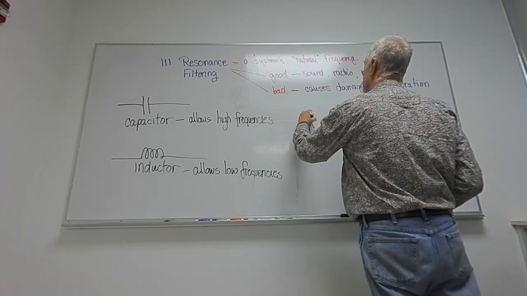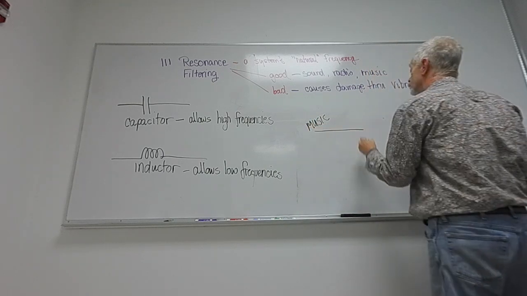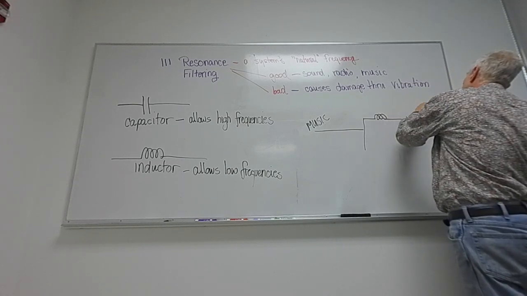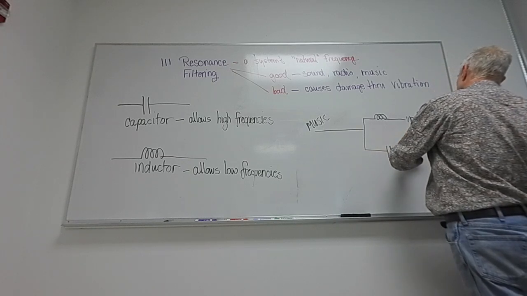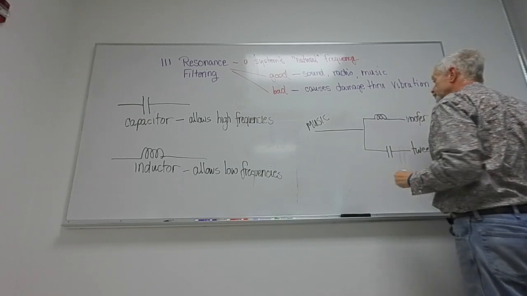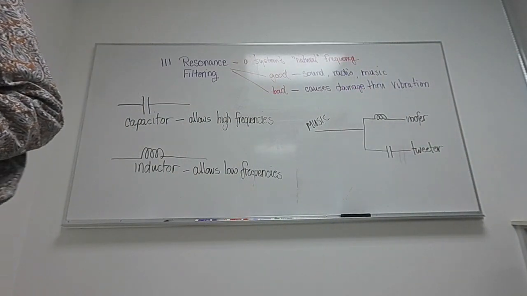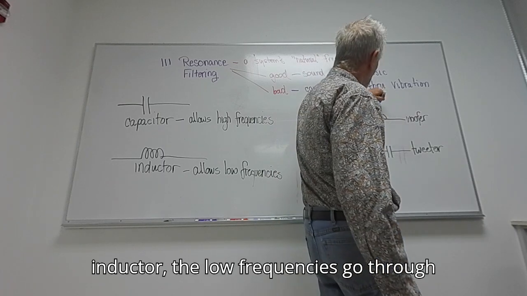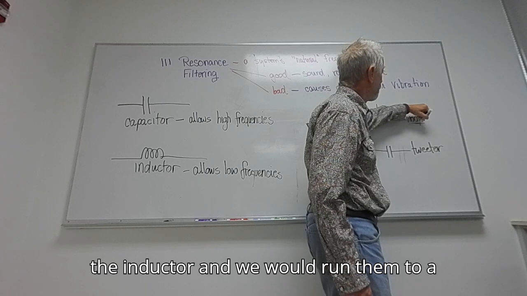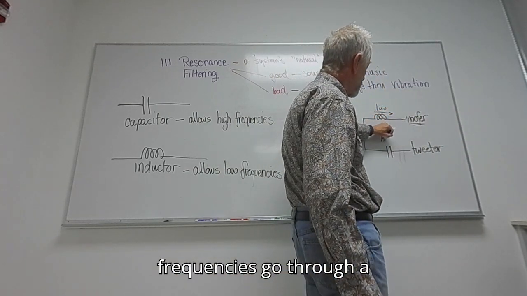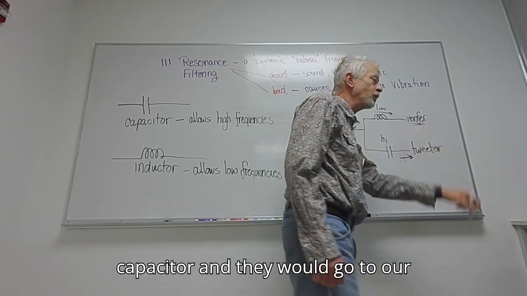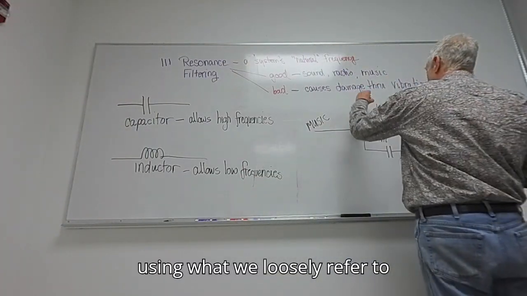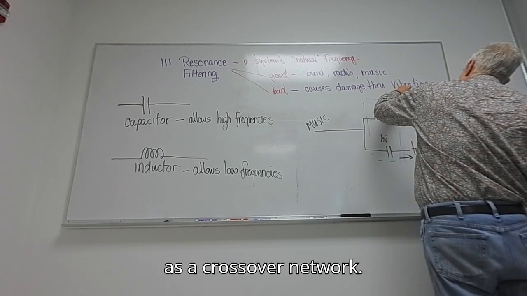So, simplified idea, if I take music and run it through an inductor, the low frequencies go through the inductor and we would run them to a woofer. The high frequencies go through a capacitor and they would go to our tweeter. So we can split that signal into two parts using what we loosely refer to as a crossover network.